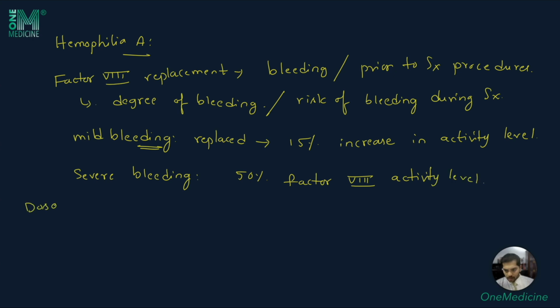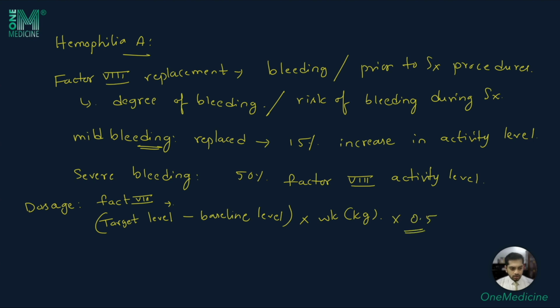The dosage of factor 8 is calculated using the formula: target level minus baseline level, multiplied by patient's weight in kg, multiplied by 0.5. So this gives the number of units per kg required to achieve the target level of factor 8 activity. The difficulties of treating hemophilia A include up to 33% of the patients develop antibodies to factor 8.